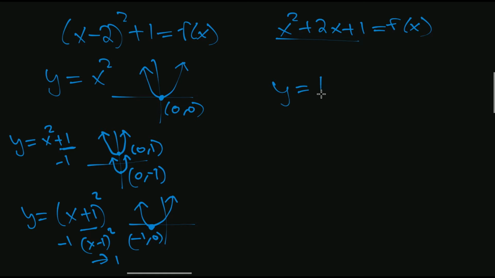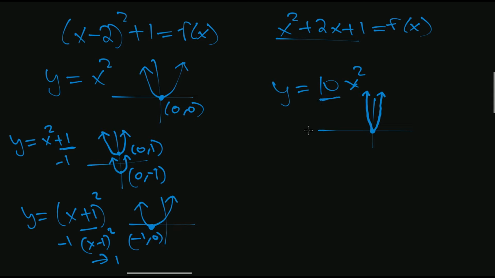What if I have a number in front of my x²? Say 10. This is multiplying every single value by 10. It's not changing the location of the vertex. It's just changing how fast my graph is increasing. Every single value is being multiplied by 10, so I'm going to get really steep really fast.